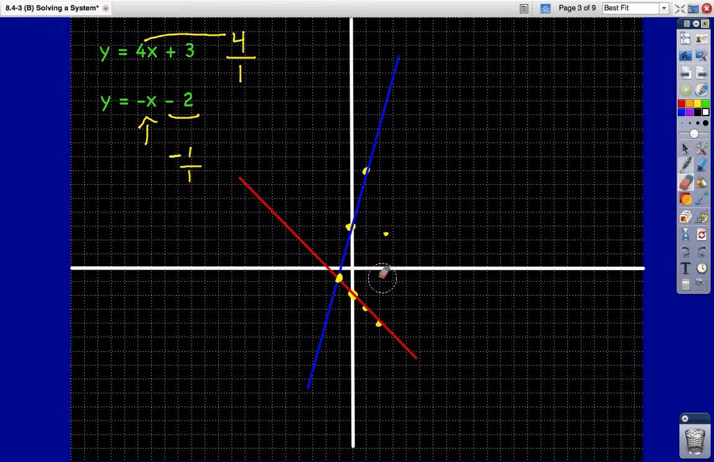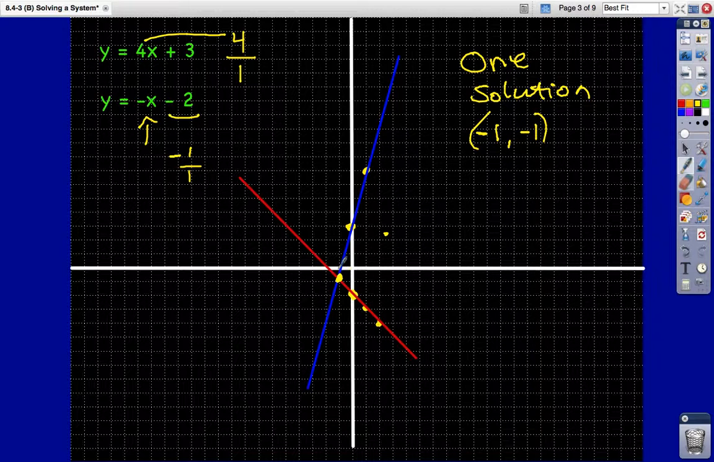So what I would say for this is there's one solution because they intersect at one point, and that solution is -1, -1. In other words, it represents the point at which both lines intersect. So there was a lot to that. But the first thing I did was graph both lines. That's the first step, graph both lines. And the second thing you need to do is see where they intersect.